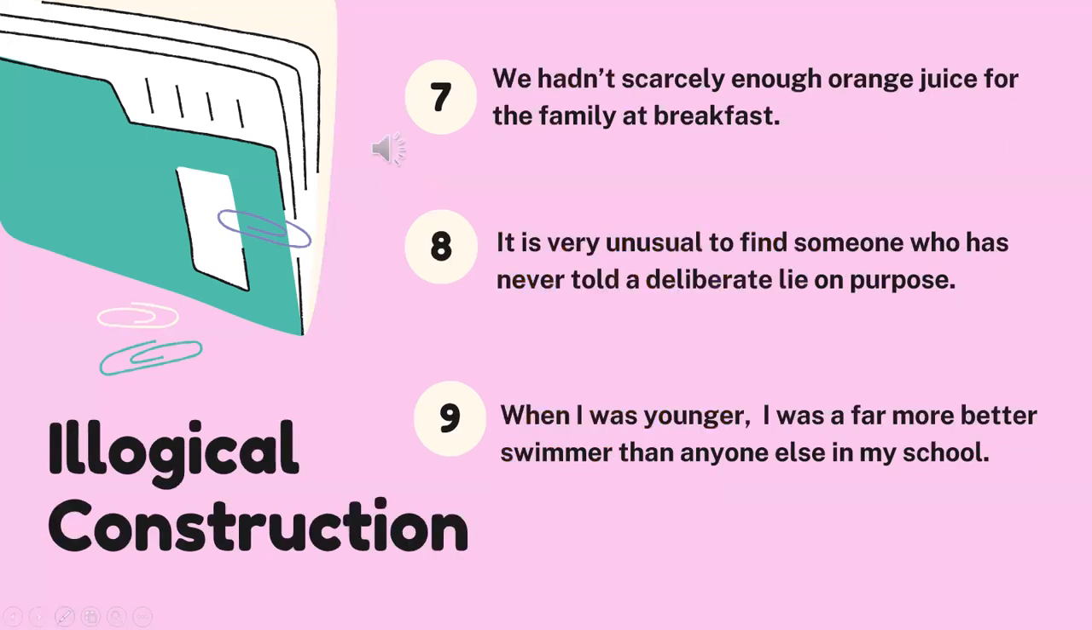Next, we have number 7. We hadn't scarcely enough orange juice for the family at breakfast. Number 8. It is very unusual to find someone who has never told a deliberate lie on purpose. Number 9. When I was younger, I was a far more better swimmer than anyone else in my school. So can you tell me the error? Go now. Make sure to revise the sentence.